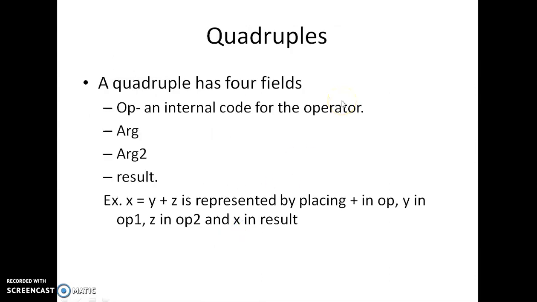Quadruples. As the name suggests, quadruples have 4 fields. One is OP, representing an operator, then ARG1, that is argument 1, ARG2, that is argument 2, and the result. So if there is an instruction x equals y plus z, in that case plus will be the operator, y will be argument 1, z will be argument 2, and x will be the result.